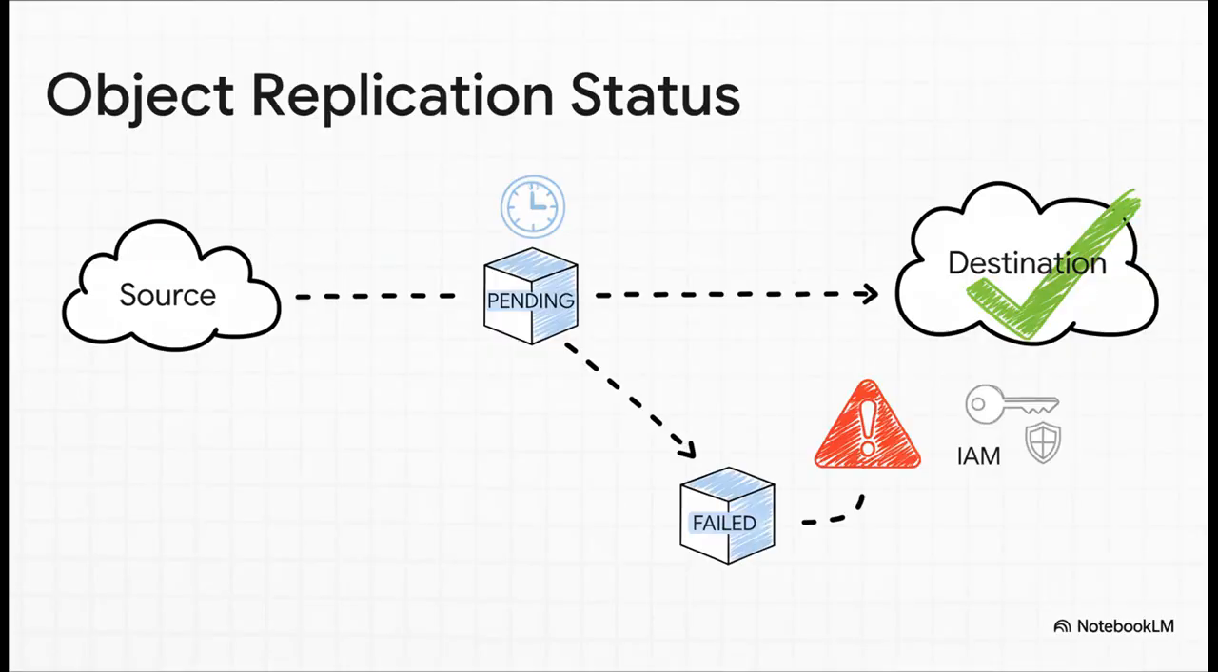Now, on a file-by-file basis, you can check the status directly. Each object gets a replication status tag. You'll see it as pending while it's in transit, completed when it's safely copied over, or failed if something went wrong. And pro tip, if you see a failed status, it's almost always your cue to go check your permissions. Either the IAM role can't write to the destination, or it doesn't have access to the KMS encryption key it needs.